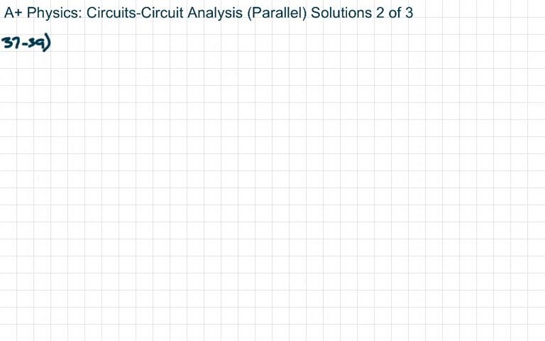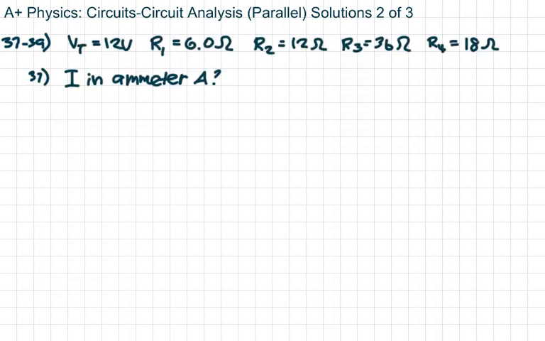And we're back. So we're looking at 37 through 39. We clearly have a parallel circuit. It doesn't say that in the description, but I can tell that based on the image. And I have 4 resistors on this circuit connected to 12 volts of voltage. All right, so 37 wants to know what's the current in ammeter A.